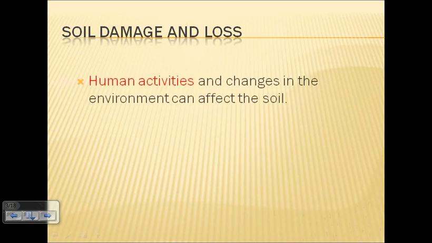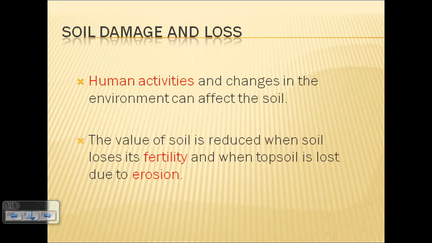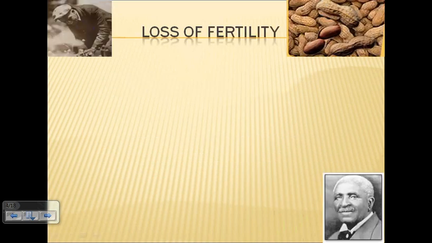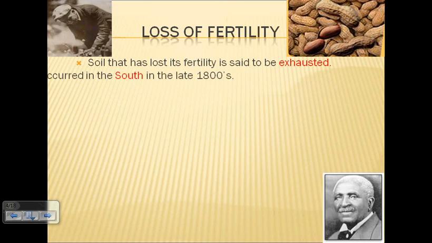If you look at human activity, it can drastically affect the environment or change the soil altogether. The value of soil is reduced when soil loses its fertility and when topsoil is lost due to a process called erosion. So let's talk about loss of fertility. Soil that has lost its fertility is said to be exhausted. Soil loss occurred in the early 1800s in the southern region.